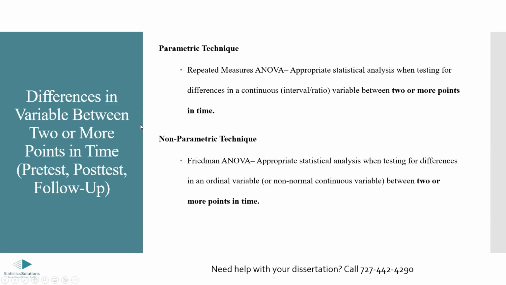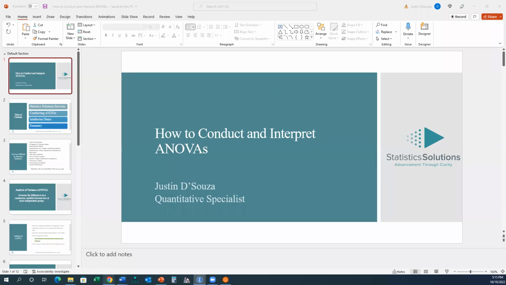When looking at differences in time, like the repeated measures ANOVA, the non-parametric technique for this is a Friedman ANOVA. And again, you can use this when normality is not supported, or when you have an ordinal dependent variable, like the Likert scale question. Okay, so let's take a look at Intellectus here.